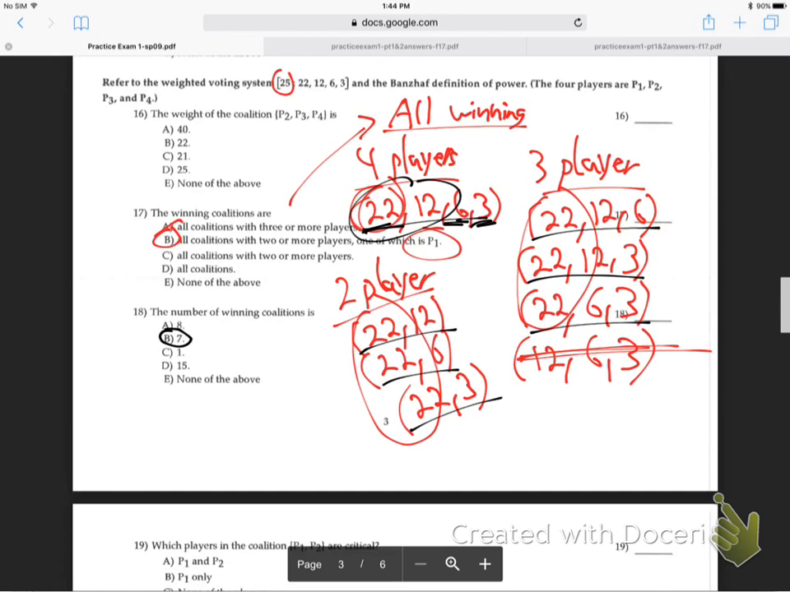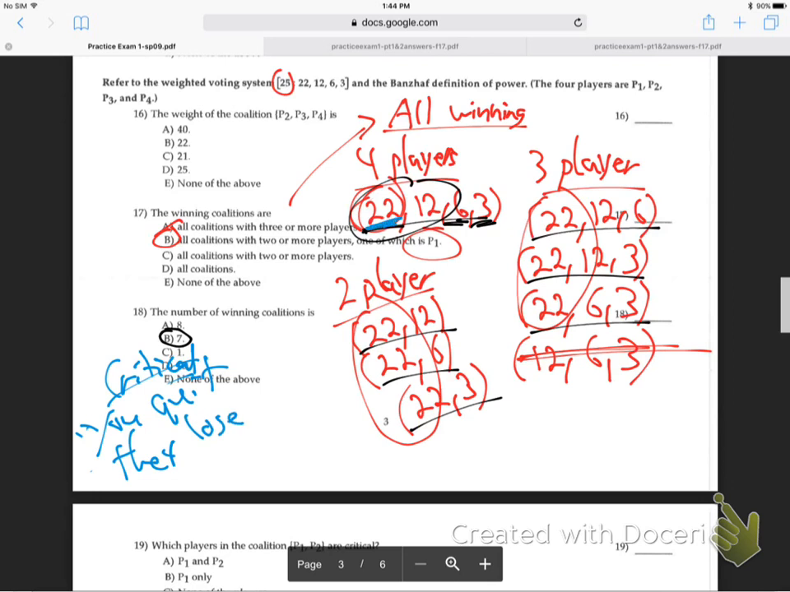I gotta do it with a different color, because I don't really want to take time to rewrite the whole thing. So which ones are critical? Remember what critical means again? You quit, they lose. Write it again. Critical. You quit, they lose.